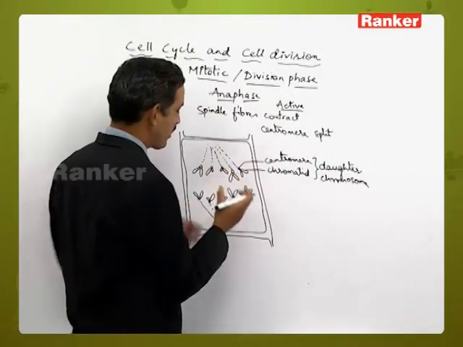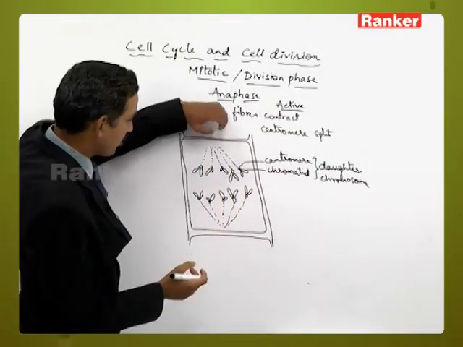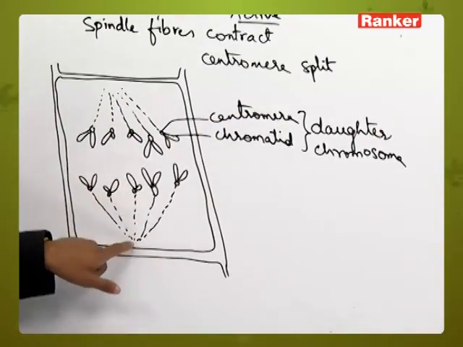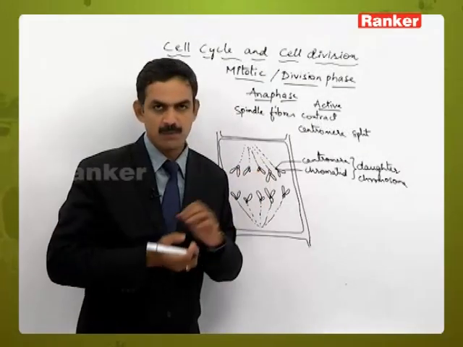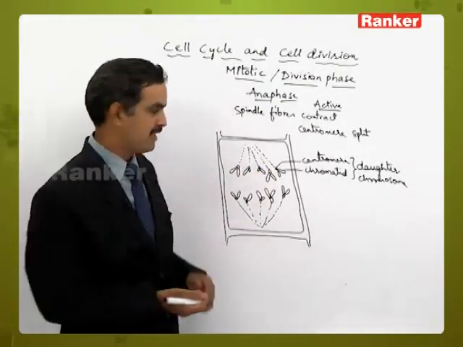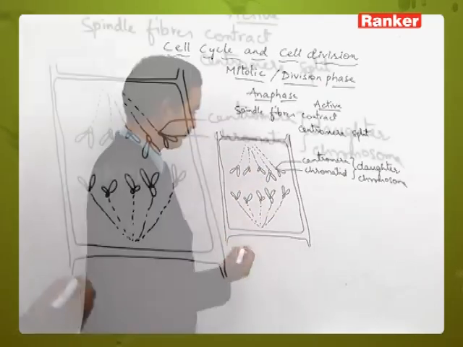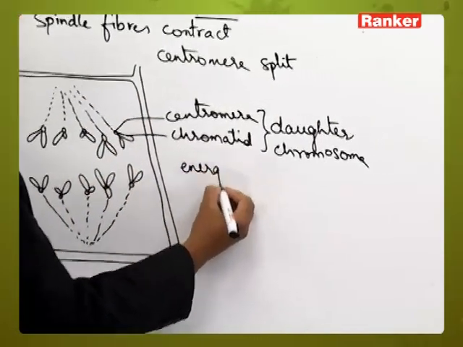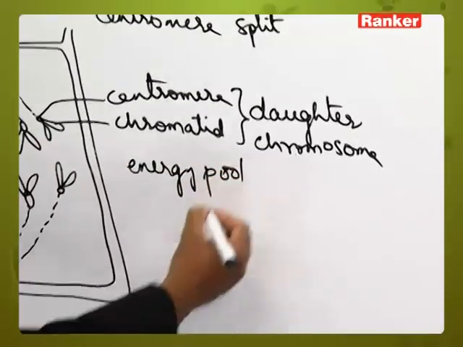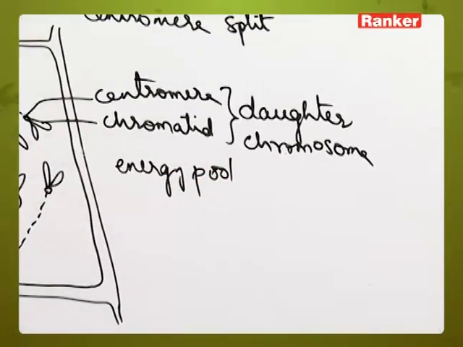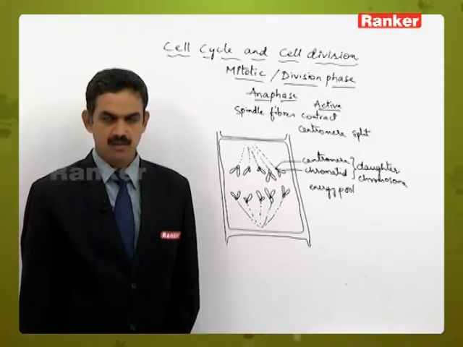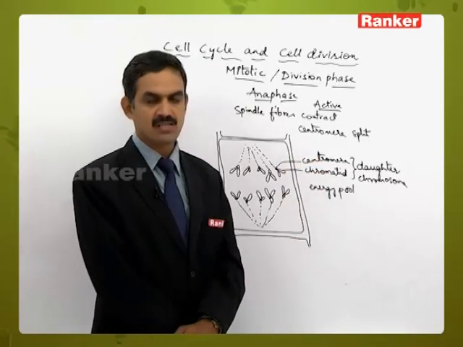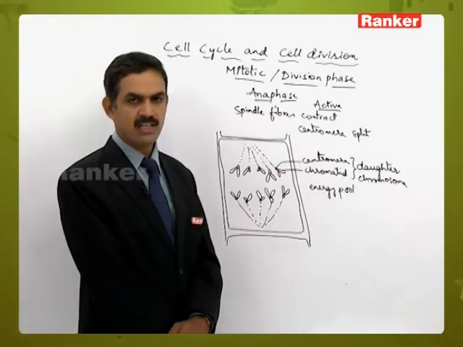Here the spindles are contracting, that is, these spindle fibers will contract and pull the chromosomes towards this side. Because of that pressure, the centromere will split, and each daughter chromosome will be separated to the opposite side. For this process they require an energy pool. All the energy required for the movement of the chromosomes is formed during the interphase. So it is an active process. That's why we say that it is one of the active phases of the entire process of mitotic division.